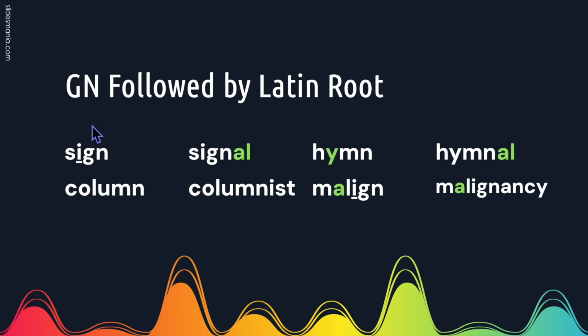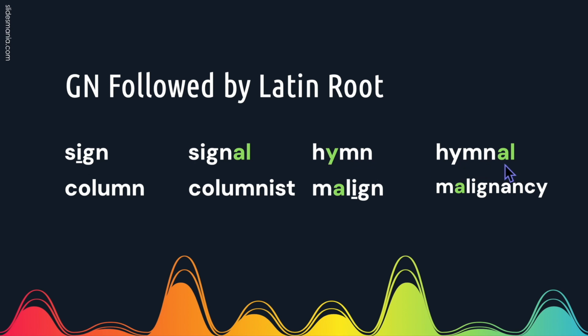If you have GN followed by a Latin root, the N can also have its sound. Like here we have the word sign with a long I and a silent N, and we add the suffix al and it becomes signal. Most of the time, AL at the end of a word takes on the muffled ul sound. This Y is between two consonants and will have a short I sound. So this is hymn with a silent N.